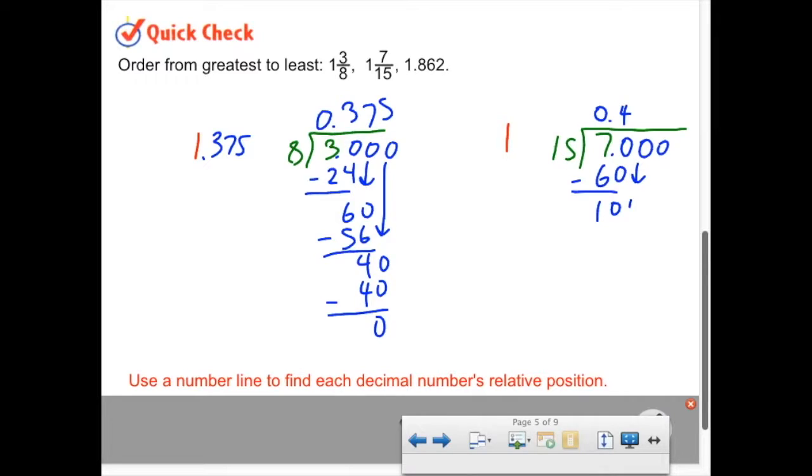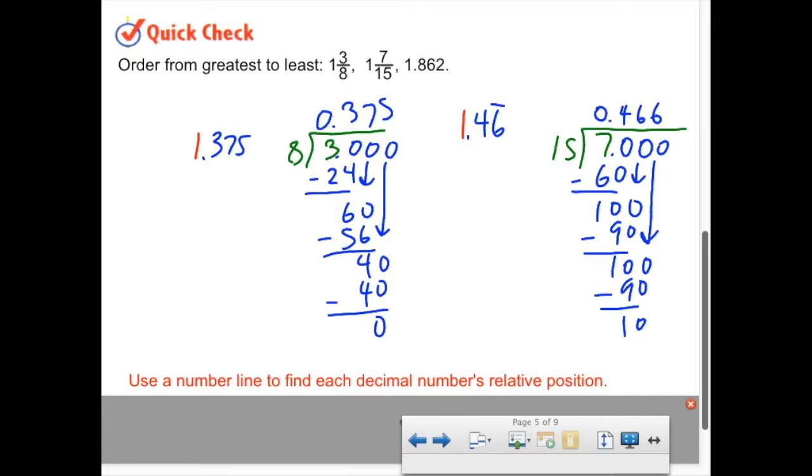Bring down a 0. How many times does 15 go into 100? 6. 6 times 15 is 90. Subtract, I get 10. Bring down another 0, and we're going to get 6 again because that'll give me 90, and then we have 10 again. That's repeating. So my answer for this is going to be 4, 6 repeating over the 6.